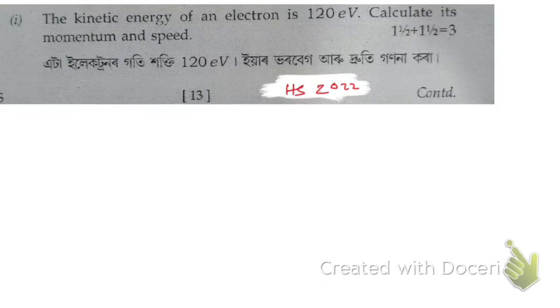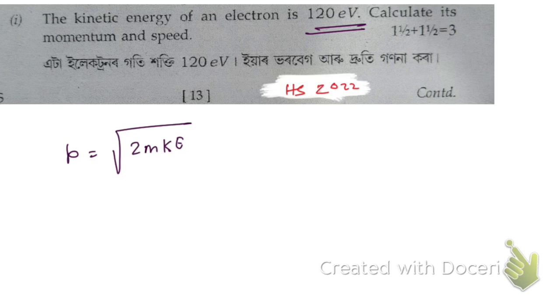Here is the next question. Kinetic energy of an electron is 120 electron volt. Calculate its momentum and speed. We need to calculate the momentum and speed. We know that the relation between the momentum and kinetic energy is given by root over 2m into kinetic energy, right? We know that.